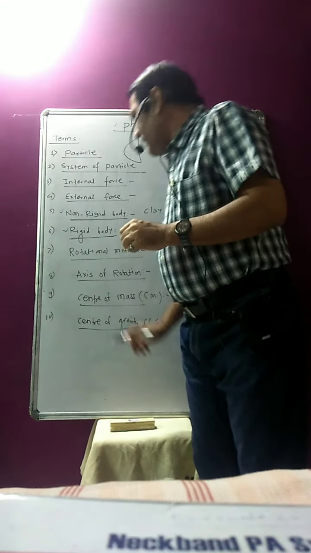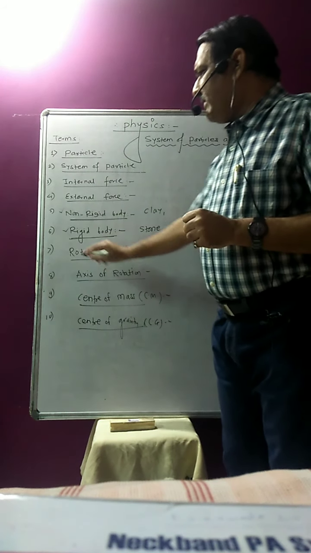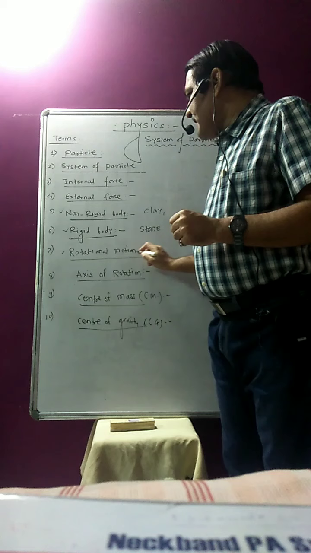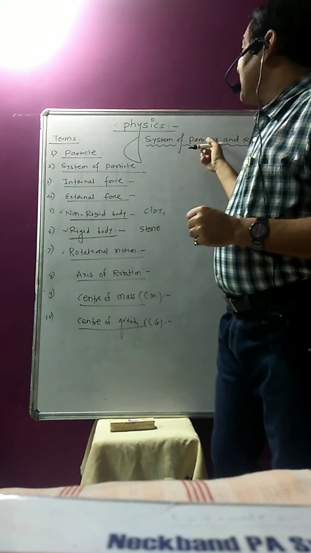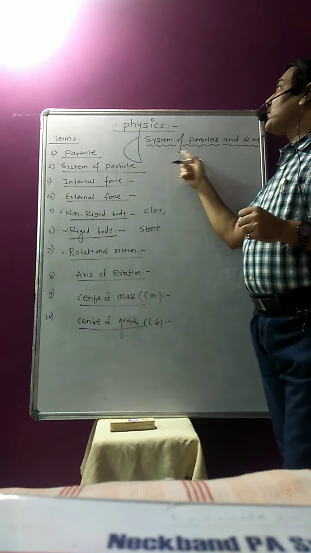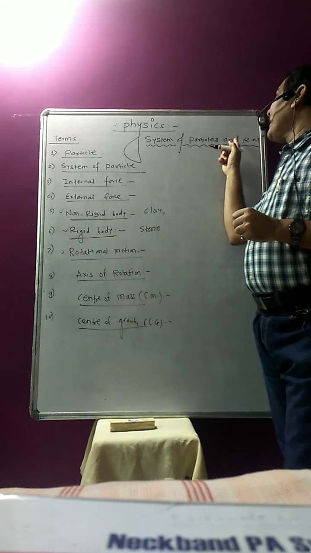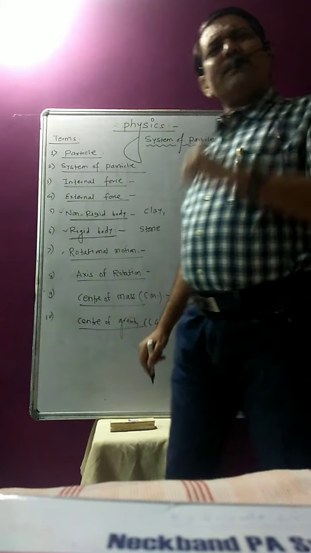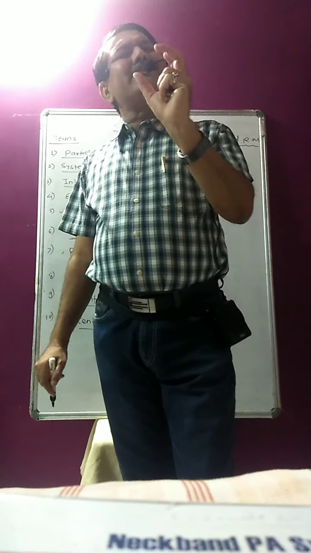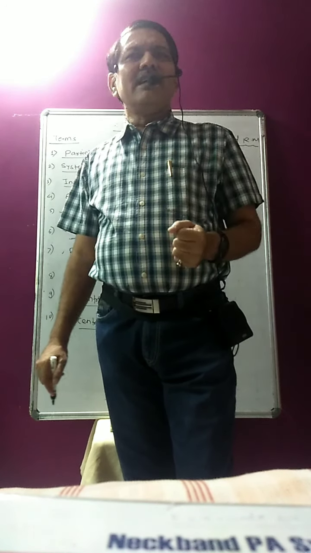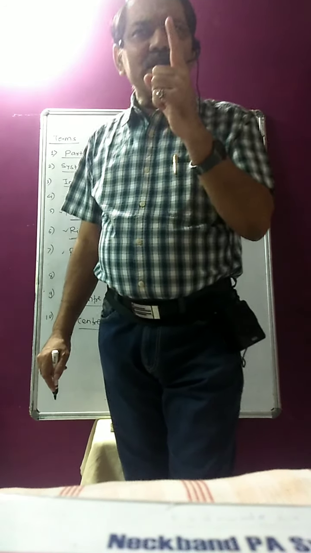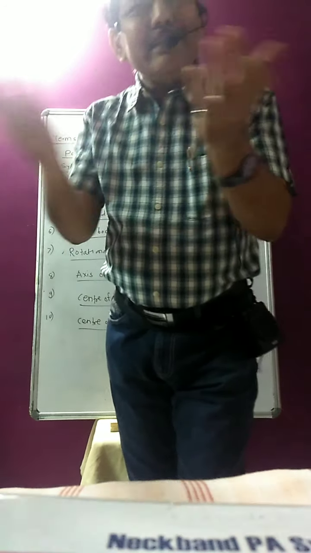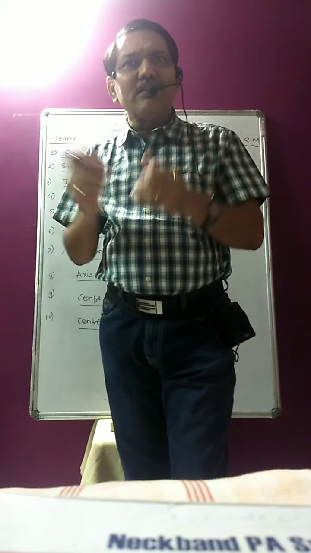Once you have the idea about a rigid body, we come to the point: sir, what exactly is rotational motion? Because a system of particles is also called a rigid body, and now we are going to learn about its rotational motion also. Before proceeding to rotational motion, which is a very interesting motion, you should have the idea about circular motion. Sir, what is the difference between circular motion and rotational motion?